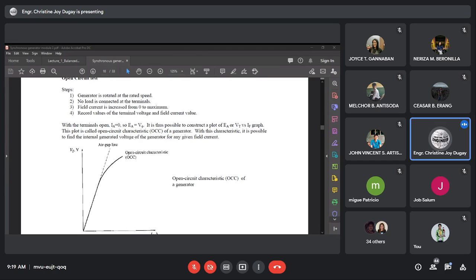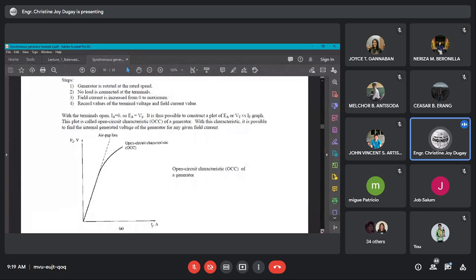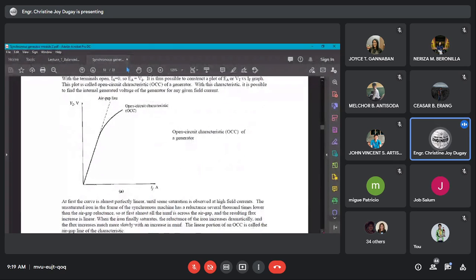Ayan, so ito na po kung gagawin ninyo yun, and may mga gamit kayo na pang-measure. Ayan na po yung magiging curvature natin. Meron tayong air gap line dyan. So, at first, the curve is almost perfectly linear. Makikita po ninyo dyan, parang mag-i-straight line siya until some saturation is observed at high field current. Nagsasaturate na or pupunta na siya sa maximum.